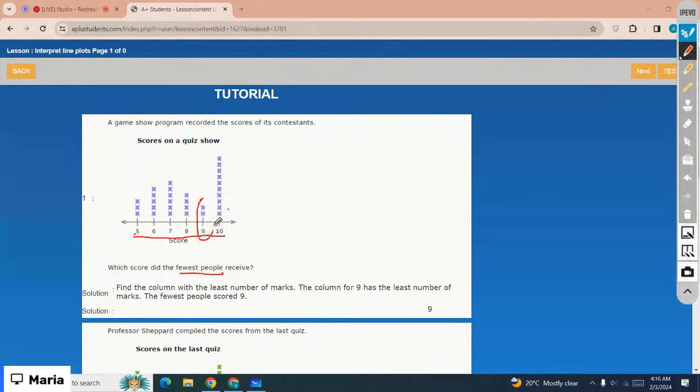You can see this one has the fewest crosses, just 2 crosses only. And what score is it? The fewest people scored 9, right? Only 2 people scored 9. Got it? Basically, you just have to learn how to read values from the graph. Understanding the question and reading values from the graphs are easy things. Let's just start with the test questions.